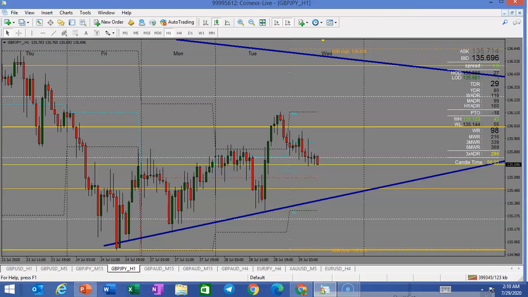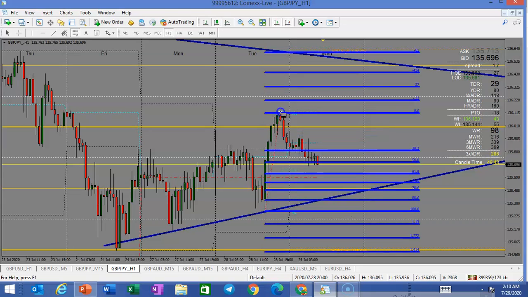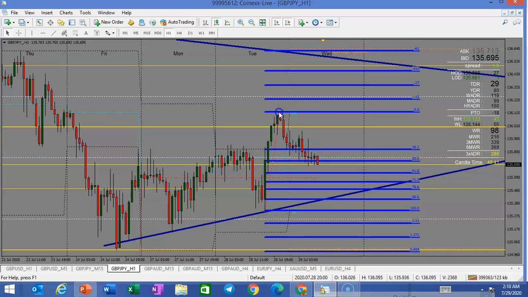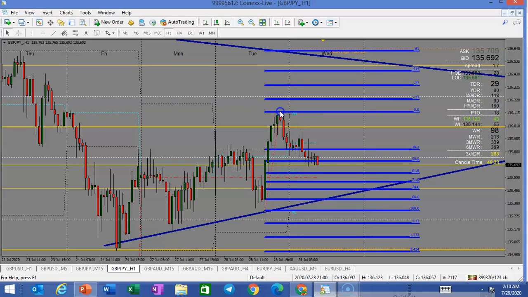So what do I do now? I take my Fibonacci tool and place it on the low to high of the last impulsive move up. Why? Because my trend is up. So I'm measuring the retracement of this trend, and I want to know where I could possibly get in.